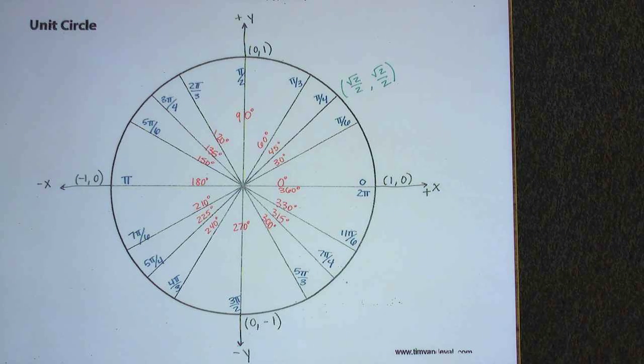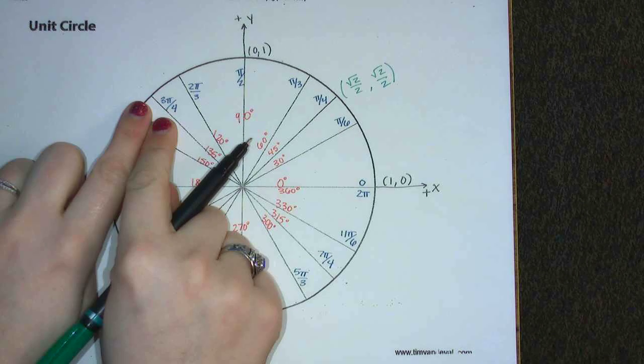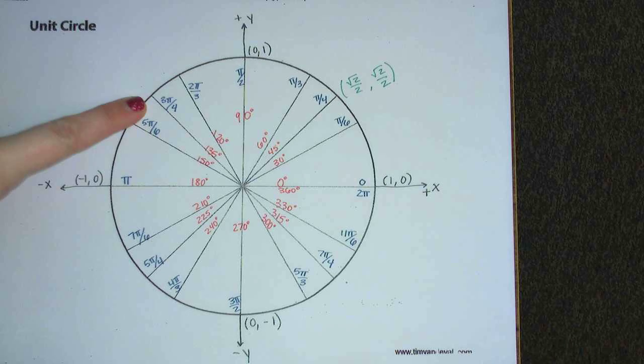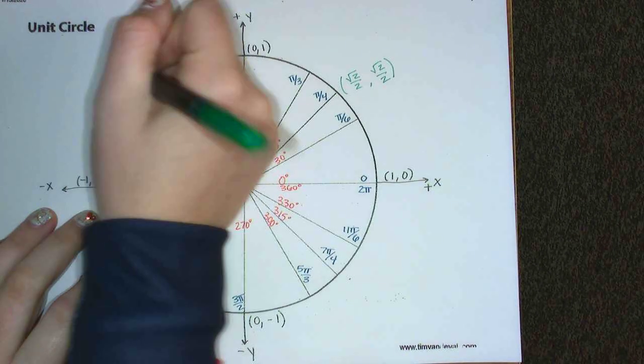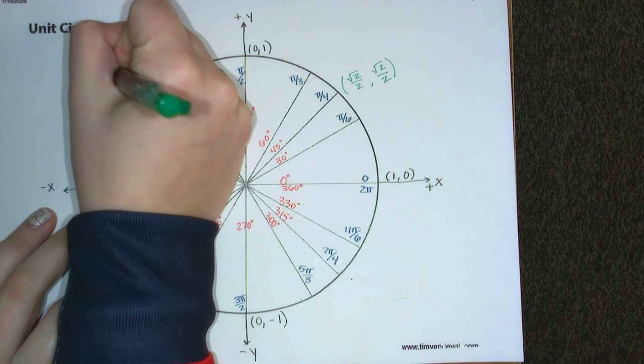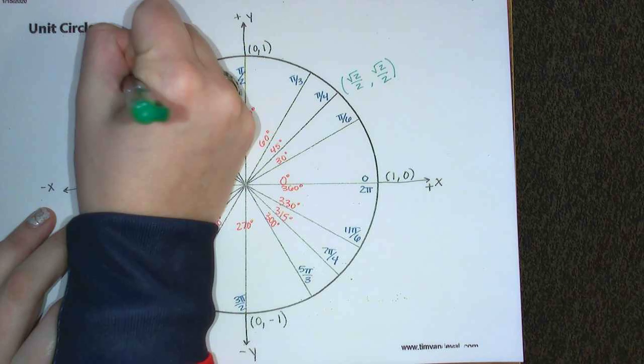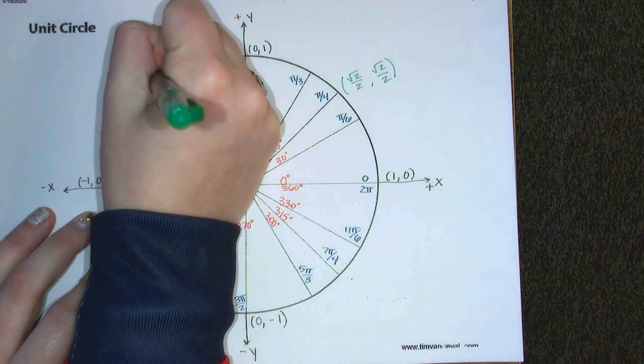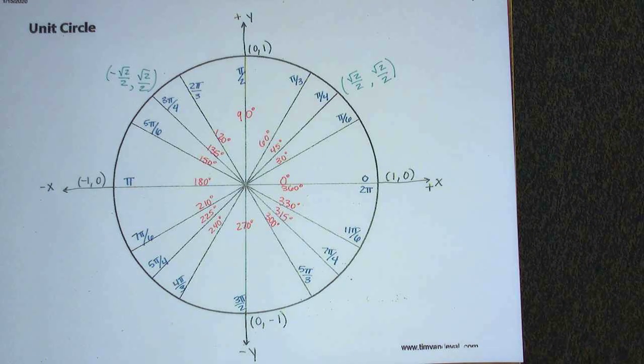Okay, now I've already told you that the numbers are the same all the way around for all the pi over 4s. The difference is the signs change as we go. So in this quadrant, which value is negative? Okay, and y is still positive. So we have negative square root of 2 over 2, comma, square root of 2 over 2. Okay, so x is negative, but y is positive.